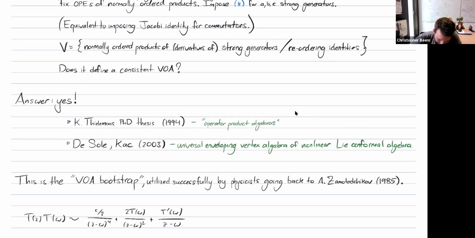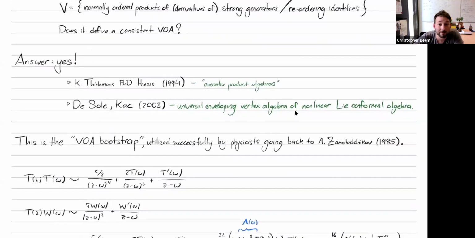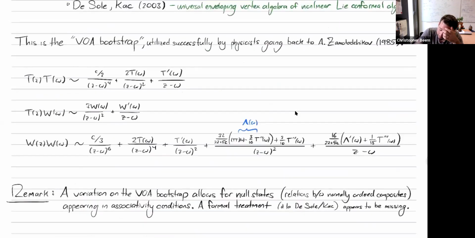So that's the vertex algebra bootstrap procedure, if you will. Of course, physicists were doing this at least a decade before the procedure had been really introduced as a rigorous operation. Back in 1985, when Zamolodchikov defined the so-called W3 algebra, the first affine W algebra, this is essentially what he was doing. It wasn't phrased in quite these terms, but it was equivalent.